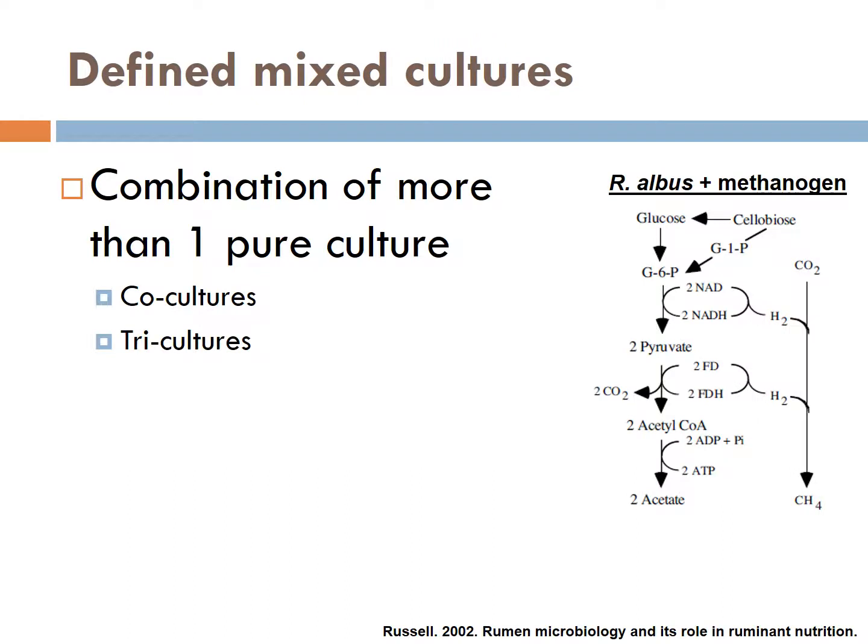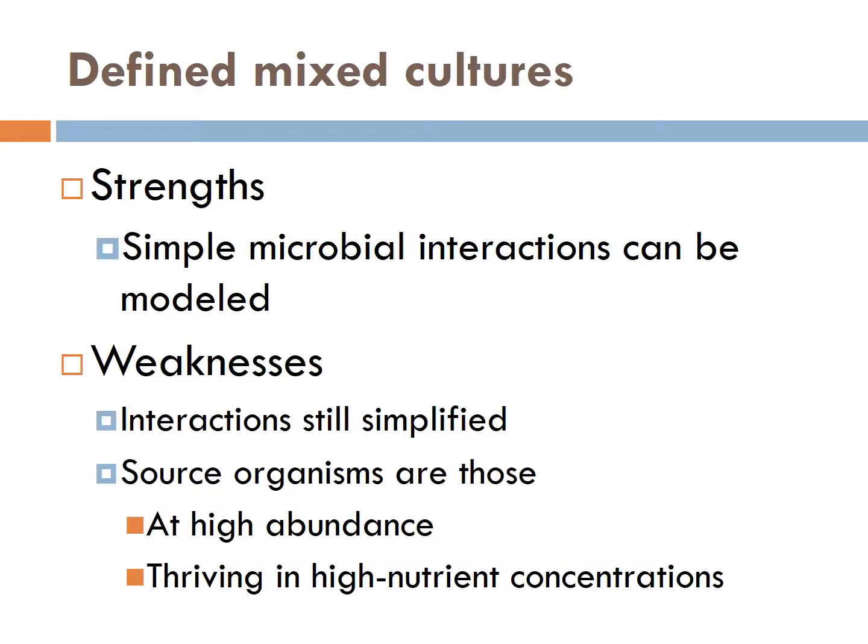Defined mixed cultures are combinations of more than one pure culture. For example, we can have two cultures, which are co-cultures, or we can have tricultures, made up of three cultures. We saw earlier a co-culture between Ruminococcus albus and a methanogen. The strengths of defined mixed cultures is that simple microbial interactions can be modeled, like interspecies hydrogen transfer between a bacterium and a methanogen. A weakness of these cultures is that the interactions are still simplified.